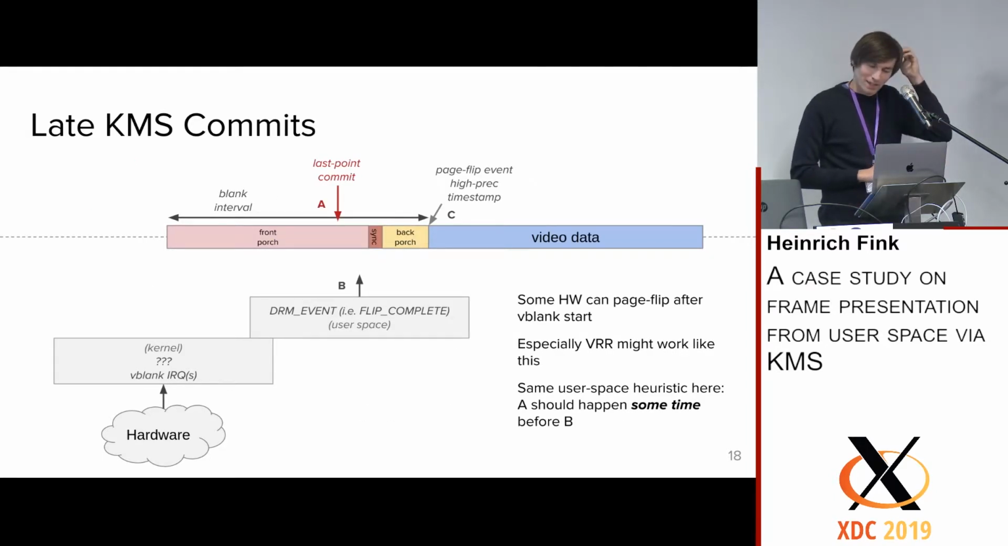Of course, it might get more complicated when you have variable refresh rates, and to be honest, I don't know exactly how they work. But from what I read in the kernel documentation and from some discussions in IRC, what I understand is that the front porch is basically dynamically extended until the display hardware has to present a frame. And in that context, what's the latest point to perform a commit here? It's probably some time before the DRM event as well. But yeah, it's definitely interesting how that relates with variable refresh rates.